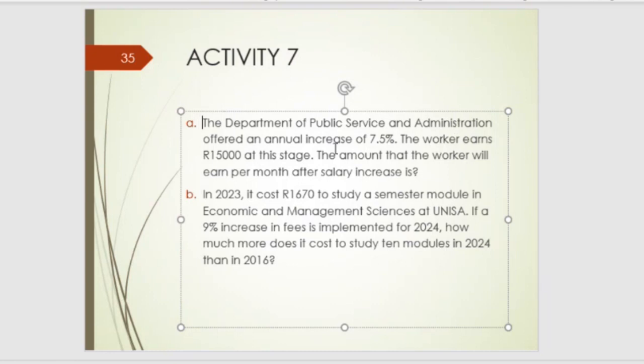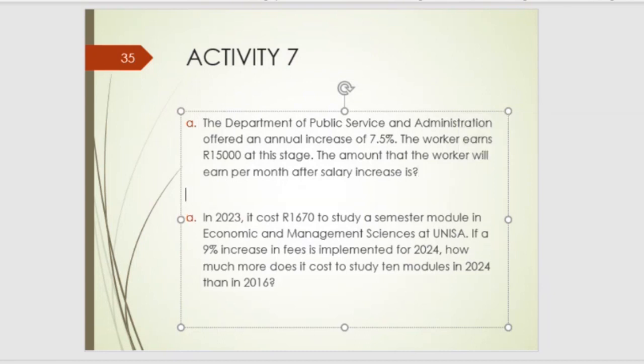The Department of Public Service says annual increase of 7.5%. The worker earns 15,000. How much will the worker earn per month after the salary increase? I think for this one we don't need to use the percent change formula, because here we need the amount. The worker is getting 15,000 and we've got 7.5%. So in this instance, we just need to calculate 7.5% of 15,000, then add it on top of 15,000, and then you get the answer.